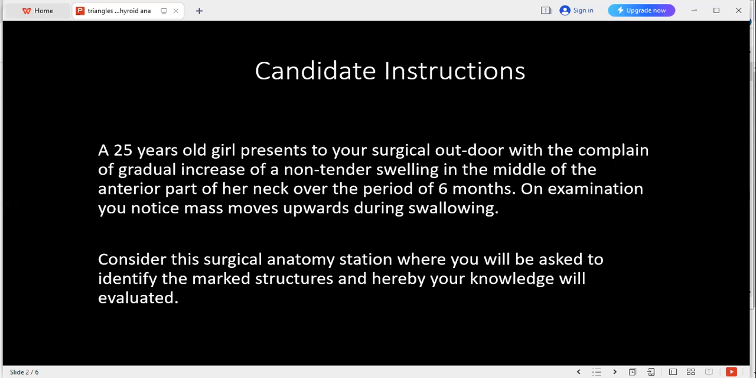Okay, so if you have read and understood, considering it surgical anatomy station, kindly please begin. Yes, ma'am.